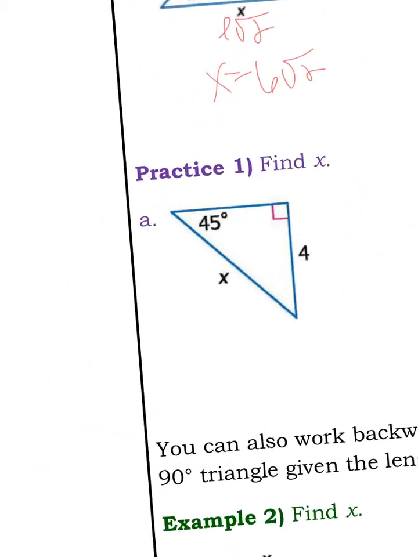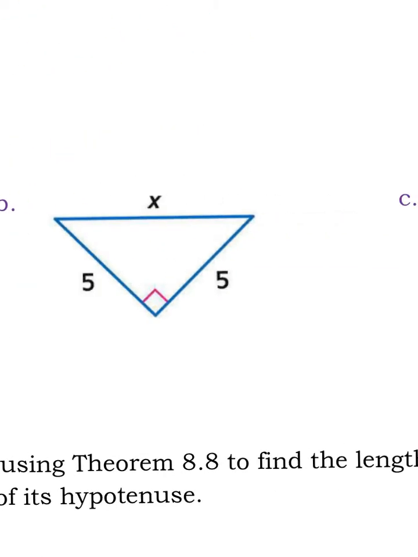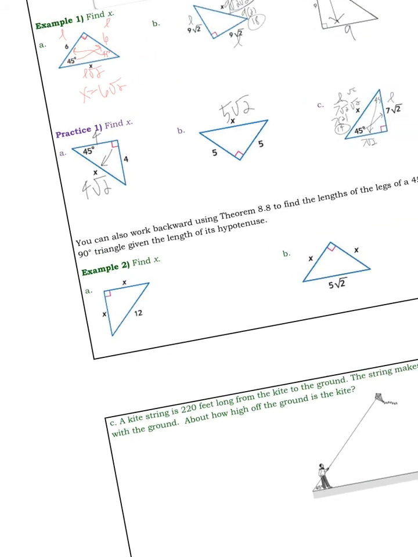All right. In this example, I have 4. This is 4. The hypotenuse is L square root 2, so this is 4 square root 2. In this example, I have 5. The answer is 5 square root 2. See, this is so much quicker than trying to do Pythagorean theorem with all this stuff.